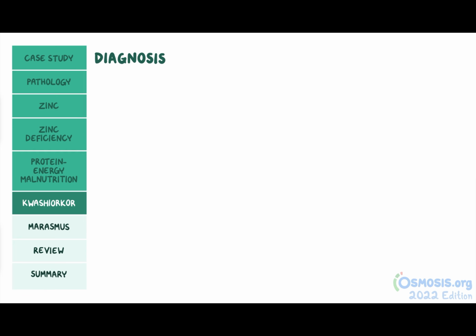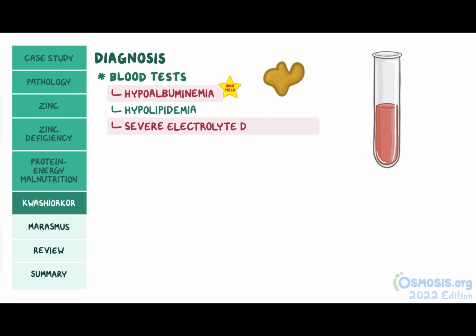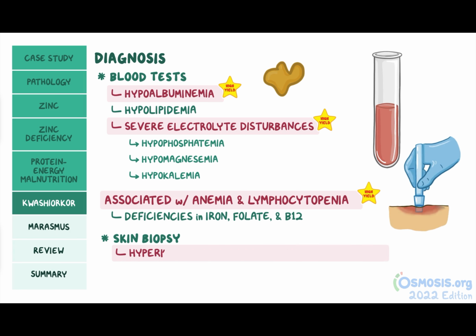Diagnosis of kwashiorkor involves blood tests, which typically show hypoalbuminemia or decreased blood levels of albumin, and hypolipidemia or decreased blood levels of lipids, as well as severe electrolyte disturbances, including hypophosphatemia or low phosphate, hypomagnesemia or low magnesium, and hypokalemia or low potassium. Remember that kwashiorkor is also typically associated with anemia due to nutritional deficiencies in iron, folate, and B12, and lymphocytopenia or low total lymphocyte count. Another thing to keep in mind is that if a skin biopsy is performed, hyperkeratosis will be seen as a thickening of the stratum corneum of the epidermis.